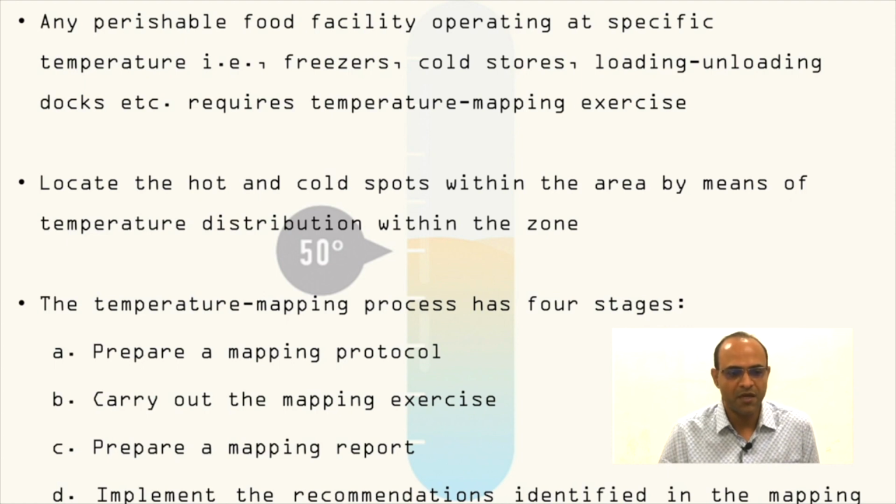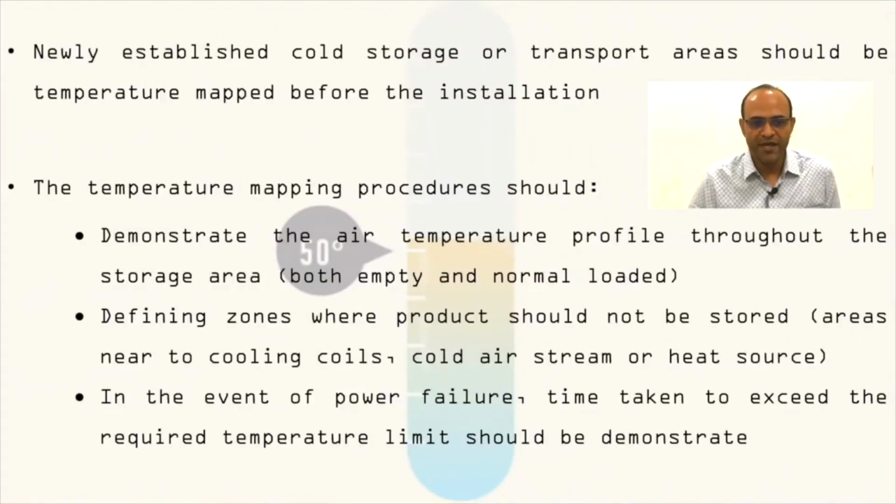What is to be done? Temperature mapping has 4 stages. First is to prepare a mapping protocol, then carry out the mapping exercise, prepare the mapping report, and implement the recommendations identified in the mapping report. A newly established cold room or transport area should be temperature mapped before installation. This is one of the important requirements.